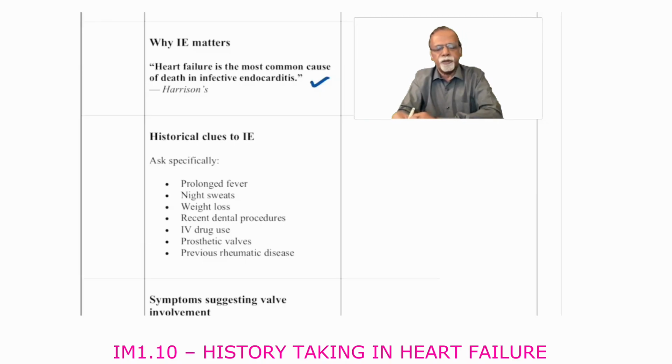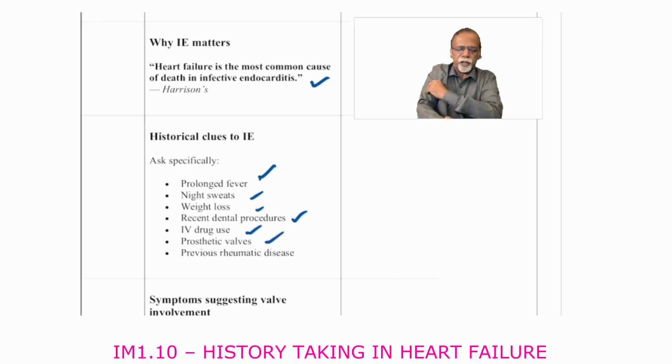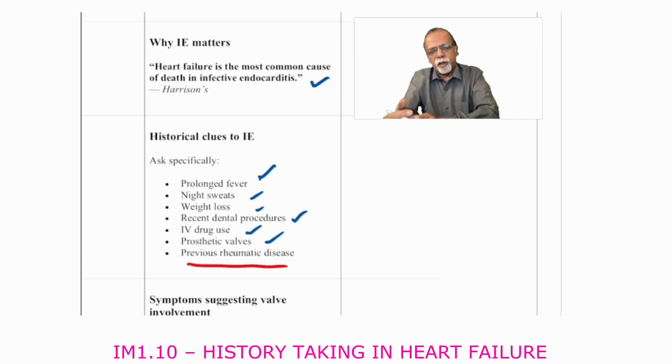What are the historical clues to infective endocarditis? Of course, a patient with a valvular disease coming with a prolonged fever, always remember infective endocarditis, subacute infective endocarditis. The valvular lesions like mitral regurgitation may not be symptomatic, so in any prolonged fever, think about infective endocarditis. Night sweats, weight loss, recent dental procedures, especially in patients with valvular disease, IV drug use, prosthetic valves, previous history of rheumatic fever. That is the most important red flag. Somebody with a previous history of valvular disease coming with fever, always think about it.